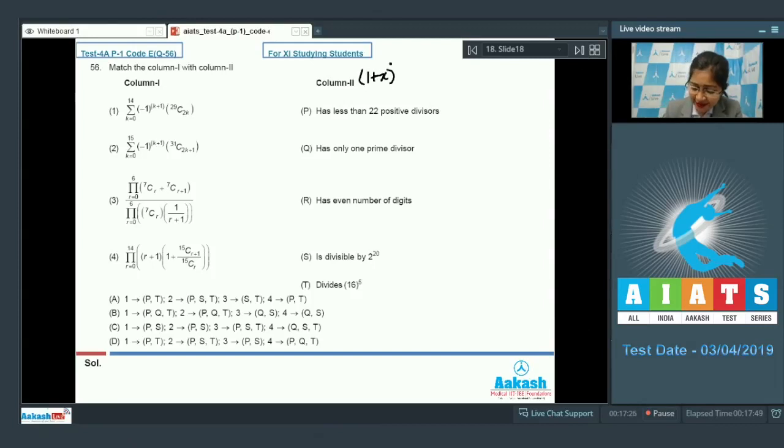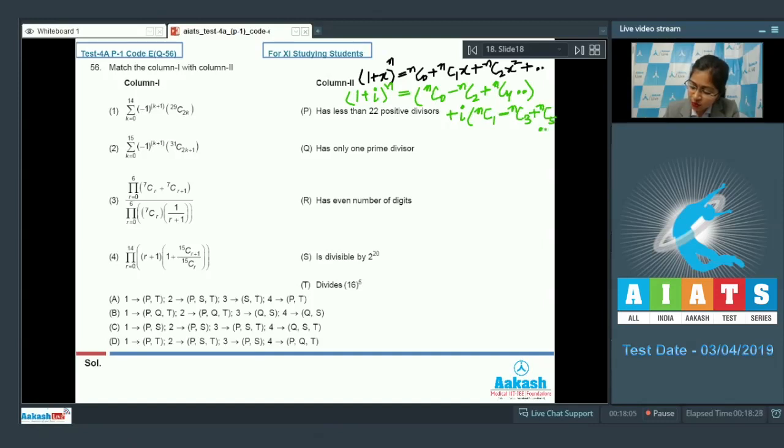let us firstly write the expansion of (1 plus x) raised to the power n. That will be equal to nC0 plus nC1 x plus nC2 x square and so on, right? So if I put here x equal to iota, then we will get (1 plus iota) raised to the power n is equal to, writing firstly the real part, that will be nC0 minus nC2 plus nC4 and so on. And if I take iota common, then we will get nC1 minus nC3 plus nC5 and so on, right? So this is the value of (1 plus iota) raised to the power n.